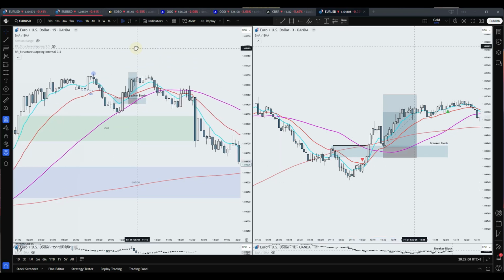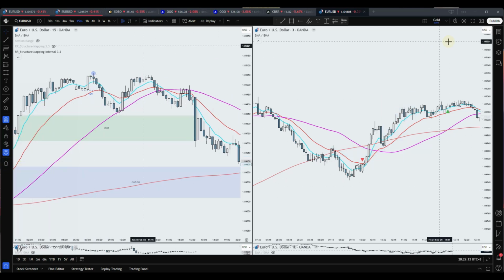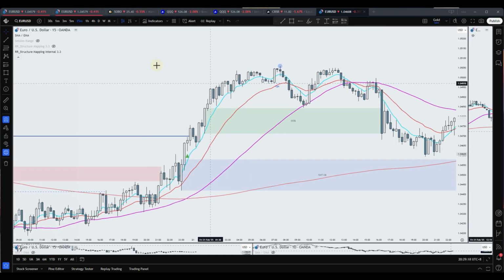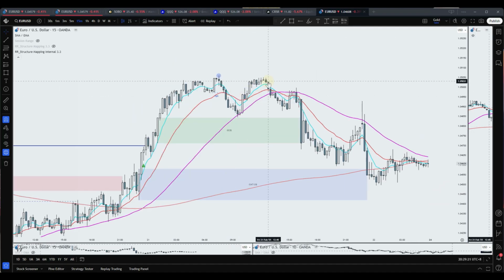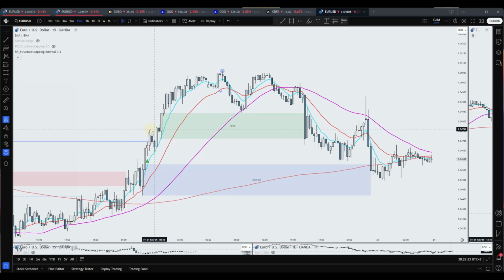Okay, now let's see the second. I'm going to delete all drawings. Okay, let's go back to the 15-minute time frame again. So look here, the market made a new high, the market made a new high, the market made a new high, and this time the market was unable to make a new high. Instead, it's making a new low. Can you see that?